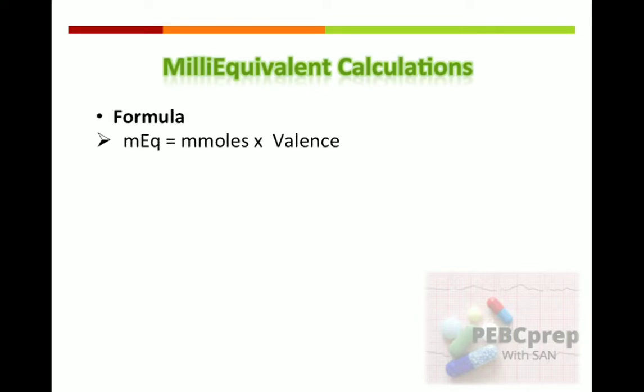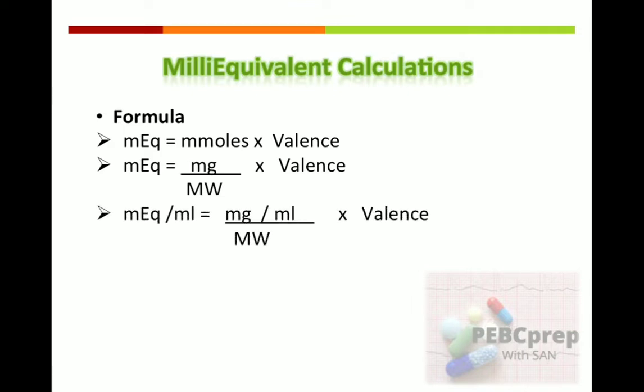The first formula for milli-equivalent is millimoles multiplied by valence. The other formula is milli-equivalent is equal to milligram over molecular weight multiplied by valence. And one more form of the same formula is when you are given the volume in the question. So it will be milli-equivalent per ml is equal to milligram per ml over molecular weight multiplied by valence.